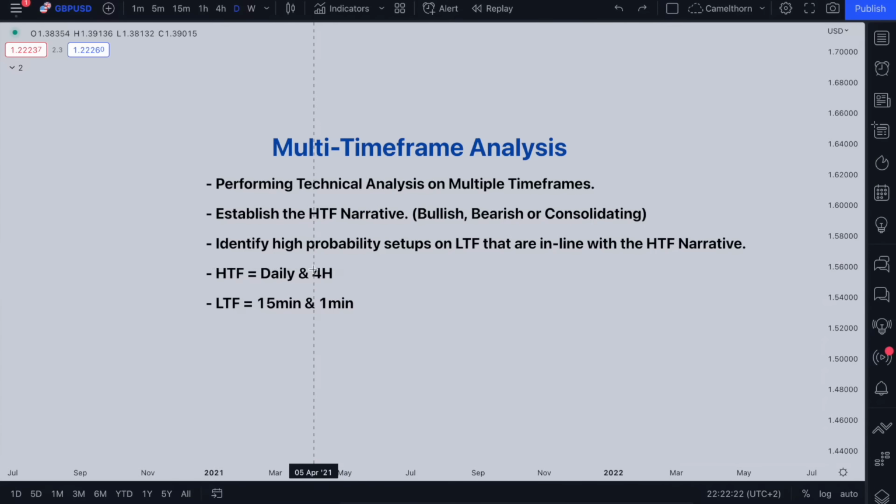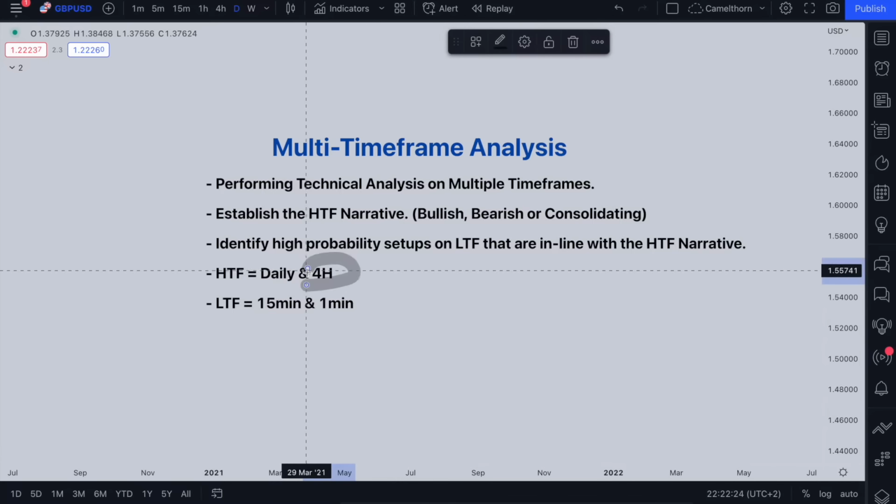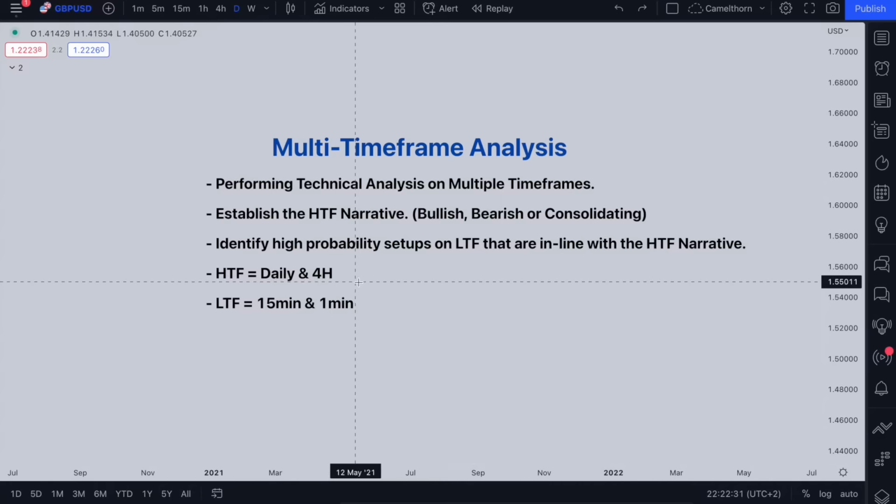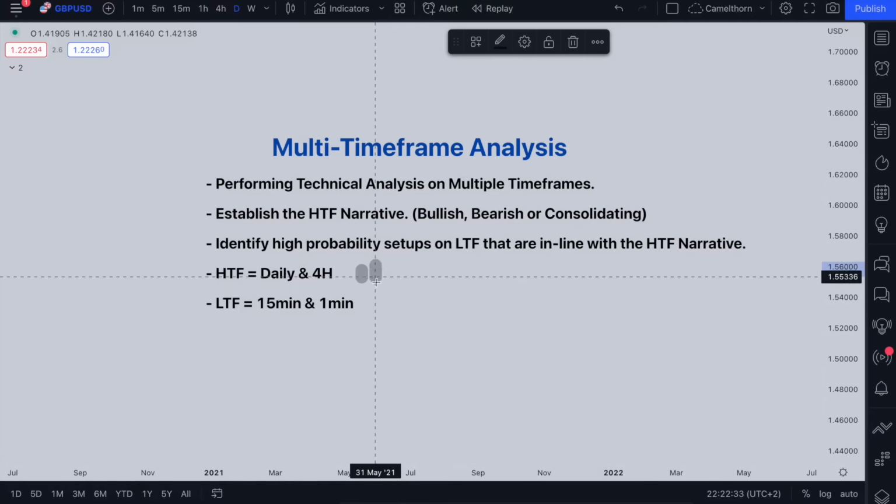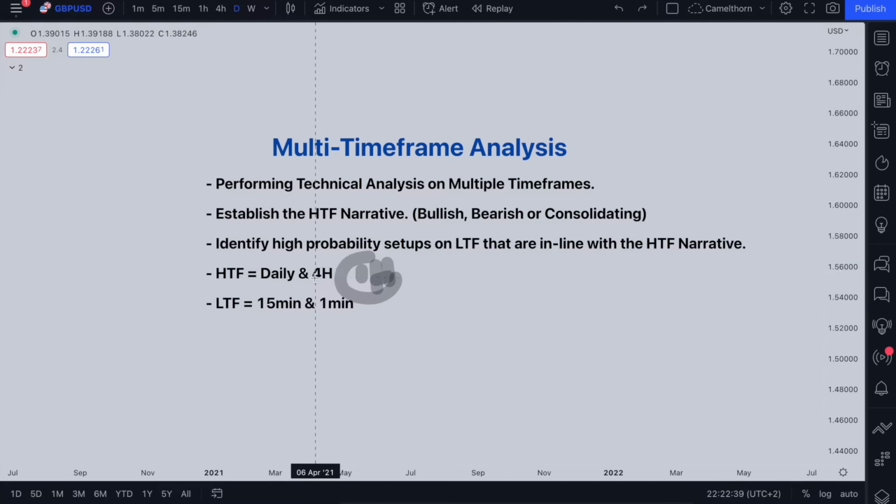I will always look at my 4 hour chart to establish what the trend is there, because I want to follow my 4 hour chart very closely. All right, I do sometimes use the 1 hour just as a time frame to help refine what I might be seeing on the 4 hour, but for the most part, my 4 hour is my main higher time frame when trading during the week.